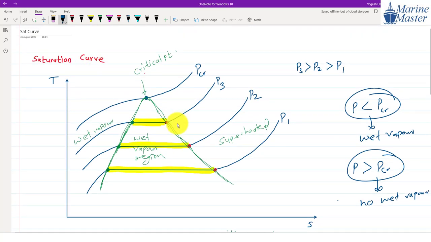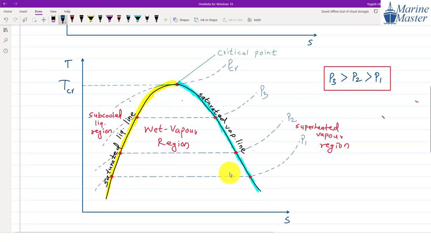First of all, give this heading: saturation curve. No need to draw this curve again, I have explained how we got it. This saturation curve consists of two parts: the saturated liquid line and the saturated vapor line. Inside this curve we have wet vapor. On the left hand side, we have the subcooled liquid region, and on the right hand side, the superheated vapor region. The red point on the liquid side is the saturated liquid point, and the red point on the vapor side is the dry saturated vapor point.